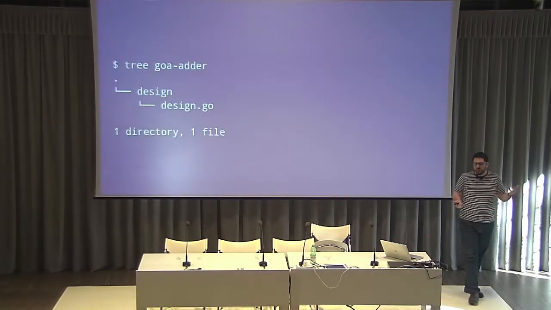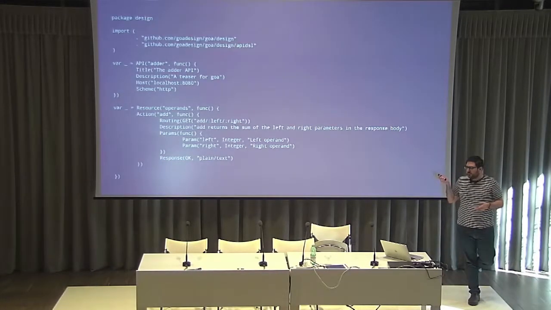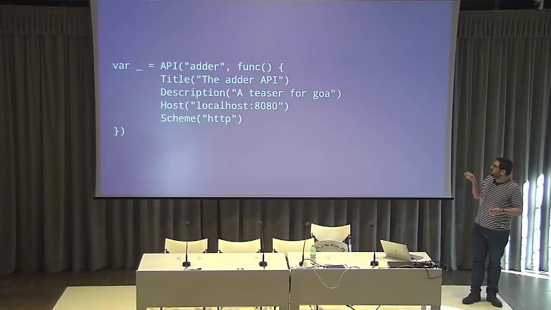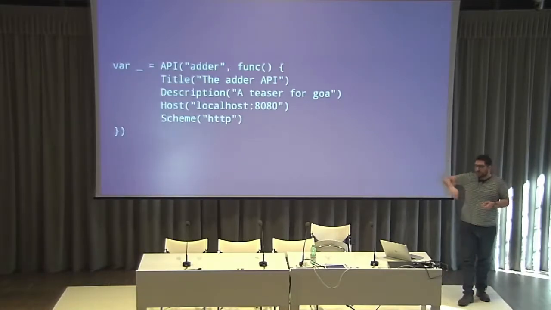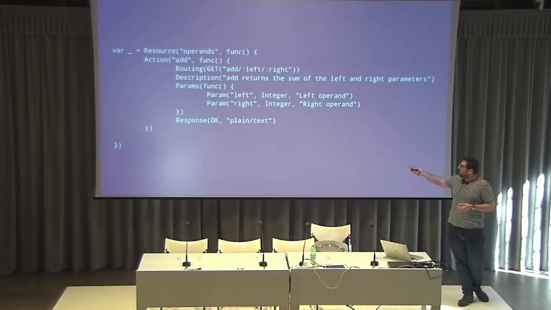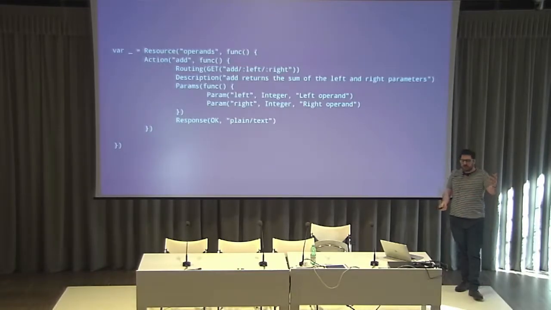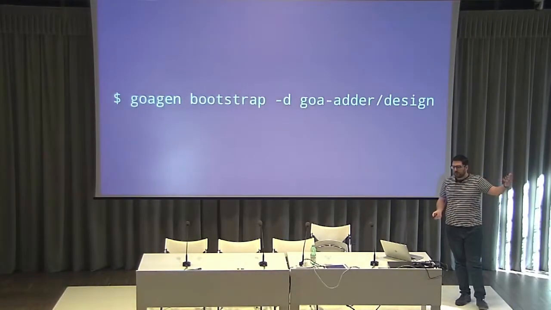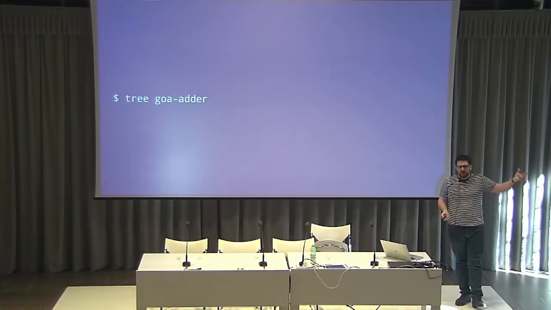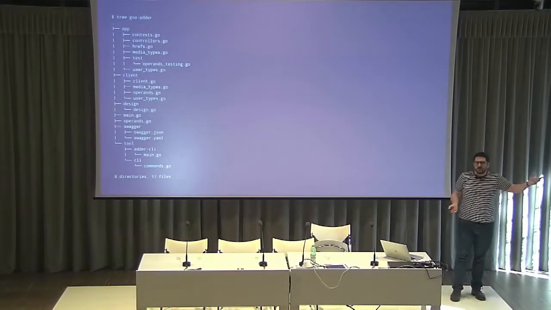What you do is basically have a package with a design file, and the design file is really simple. You are just saying, okay, I'm going to define this API with this title, this description, this is the scope, and this API is going to have a resource with these actions. You are defining an API, and then when you run Goa bootstrap for that package and look at your project, instead of having one file, you have 17 files.